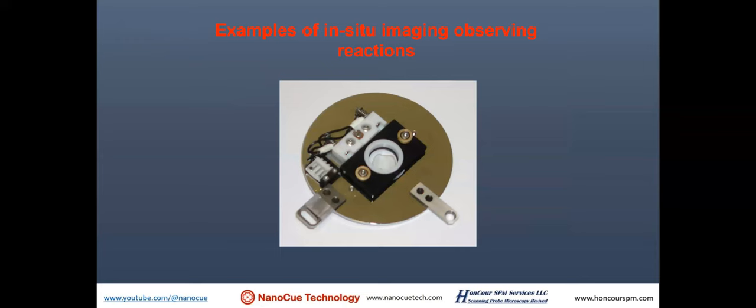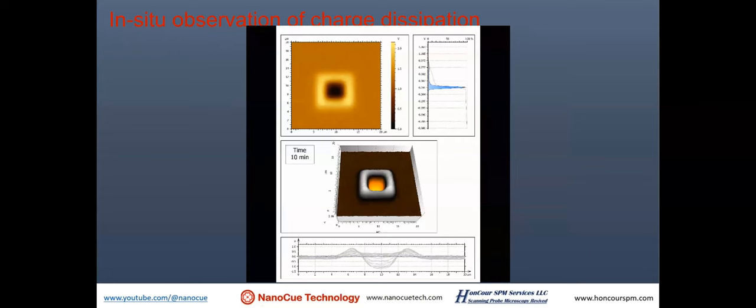This is what a liquid cell looks like on your 5500 AFM, and different AFMs will have different constructions and designs of the liquid cell. I meant to put the in-situ there, so this first movie is actually not in liquid. This is a Kelvin force microscopy image of a charge that's deposited on a surface, and this image is not in liquid, but in humid air. Just to show you the in-situ observation of a reaction.